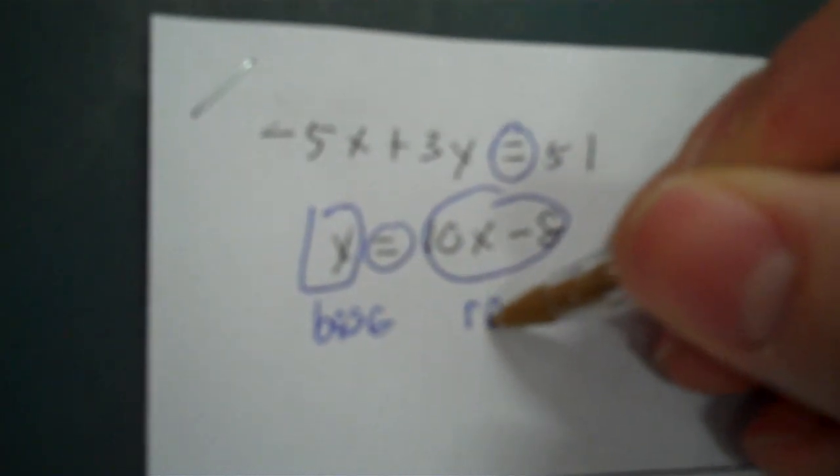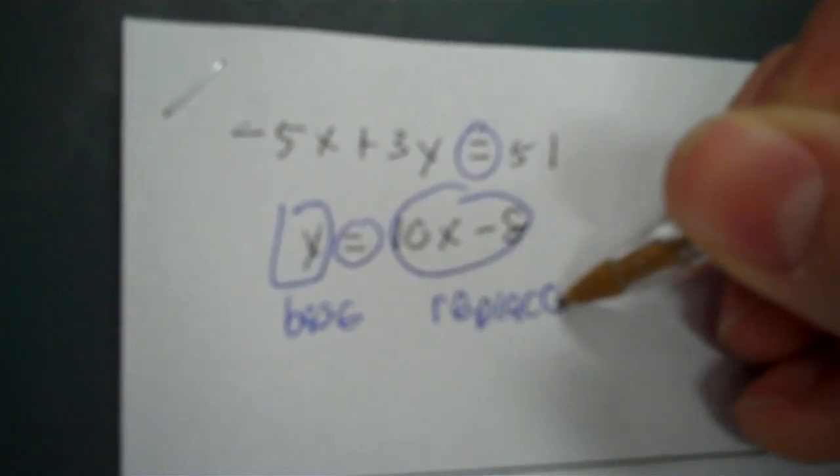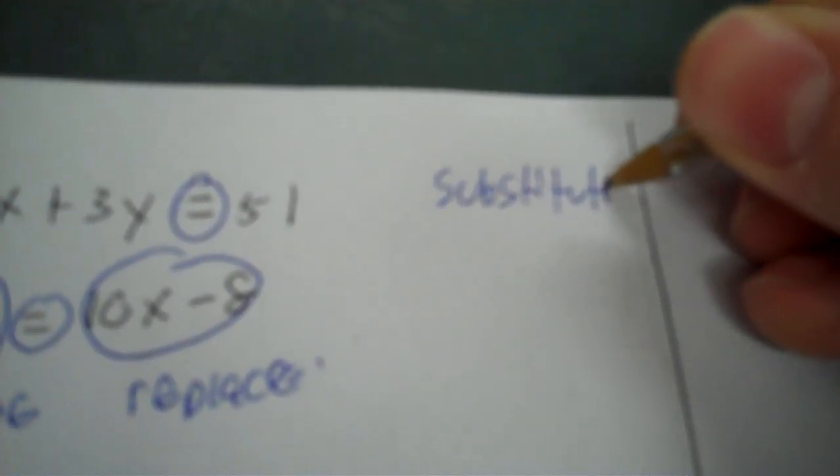Okay, systems of equations, both methods that we've learned other than the graphing. Okay, negative 5x plus 3y equals 51. Then we have y equals 10x minus 8. So we have this letter y all by itself in the second equation, so I need to use the base replace method. This is known as the substitution method. I call it the base replace.